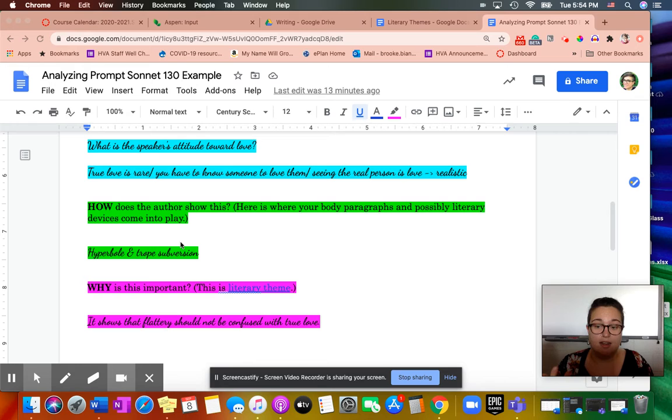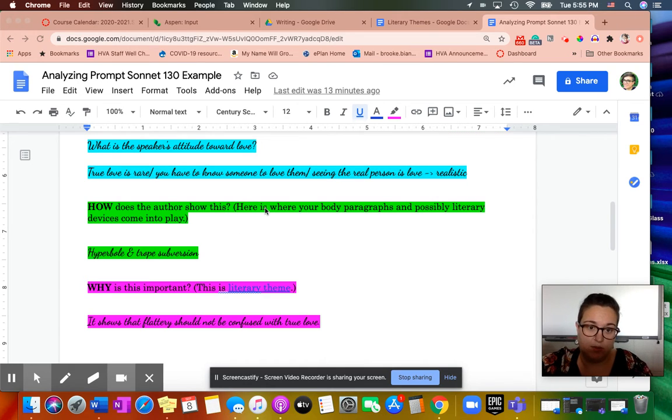And I will say in AP writing, I generally don't expect three body paragraphs. I expect two. You can't have just one because then it's not really an essay. But if you have two really well developed body paragraphs for the type of writing we're doing, that would be totally fine. You're welcome to do more than two body paragraphs, but I usually stick with two. So, how does the author show this? That's where we're getting at this.